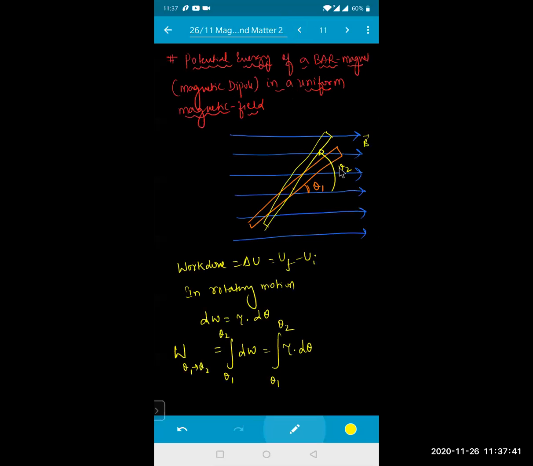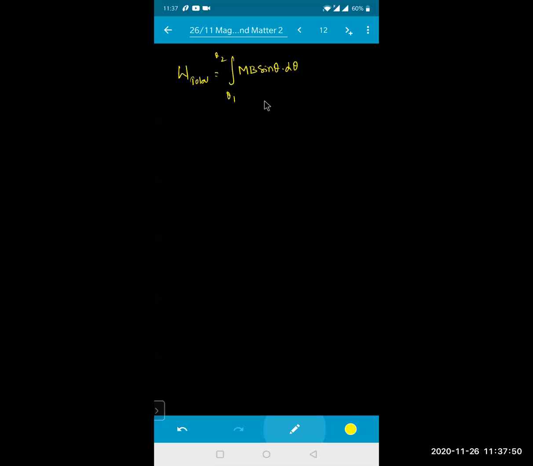So work done to move this bar magnet by small angle. Small angle ante theta 2 minus theta 1 will give me this small angle kada. This small angle will be equal to d theta. Okay na? So దీనిలో mB బయటికి తీసుకొచ్చేసేయండి. So total work done in rotating from theta 1 to theta 2 will be equal to m into B integral of sin theta into d theta. Limits are theta 1 to theta 2. So total work done is equal to m into B into integral of sin theta into d theta.